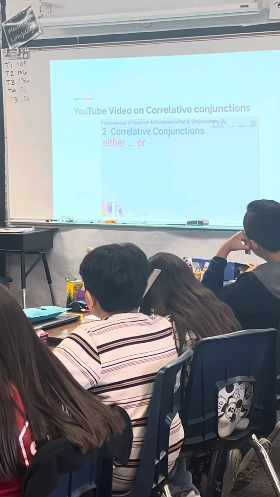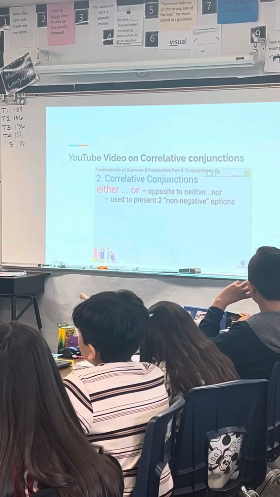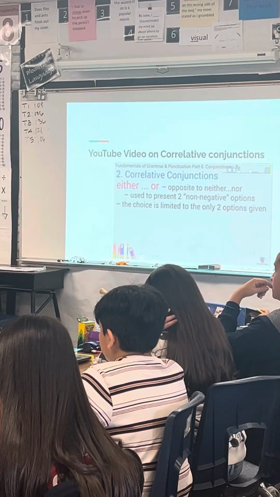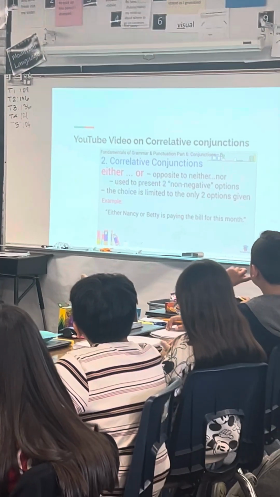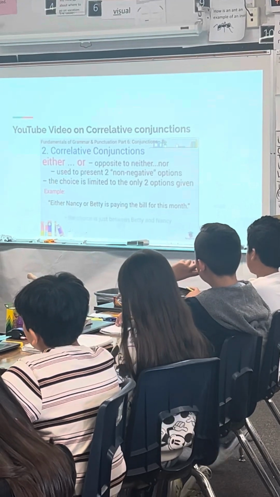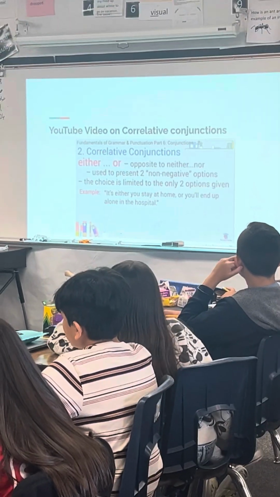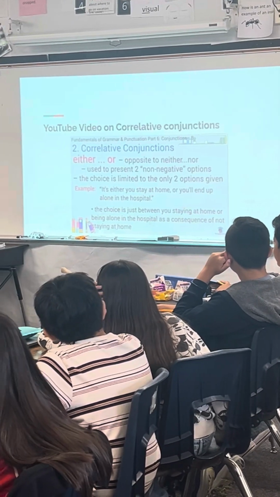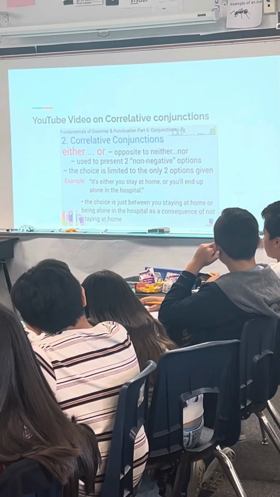Either or is a pair opposite to neither nor. It is used to present two positive options, and it emphasizes the fact that the choice is limited to only the two options given. For example, either Nancy or Betty is paying the bill for this month. Meaning, if we were to choose who is responsible for paying the bill this month, it would be just between Nancy and Betty. It's either you stay at home or you'll end up alone in the hospital. Meaning, just stay at home so you will not end up alone in the hospital because I won't visit you there for not listening to me.